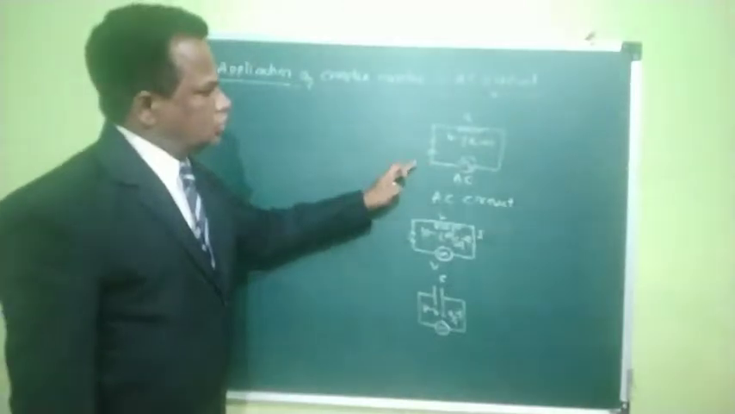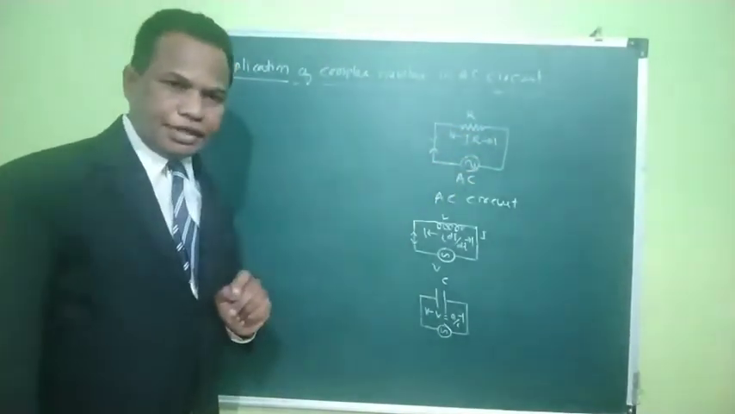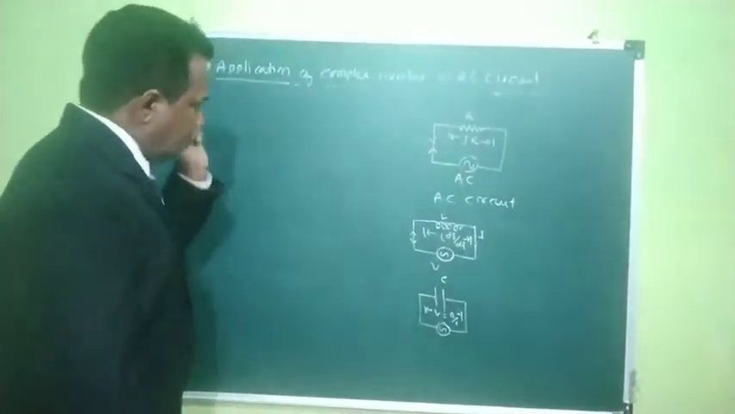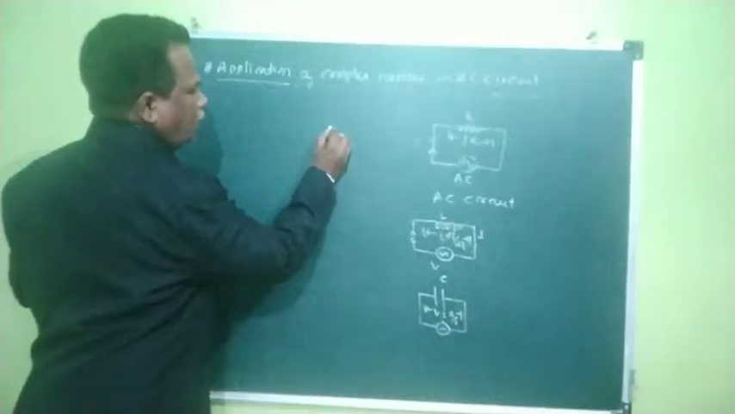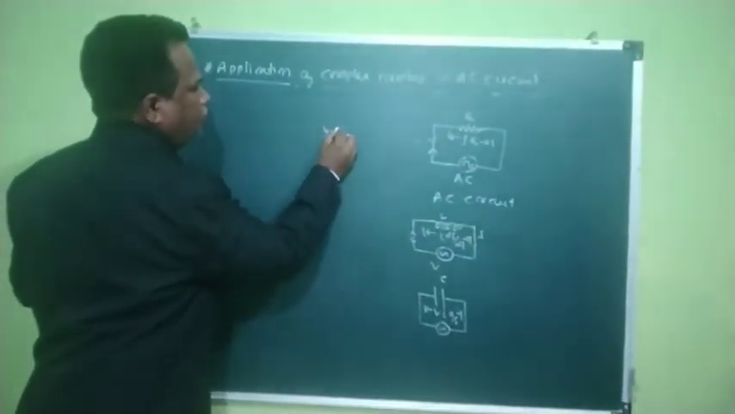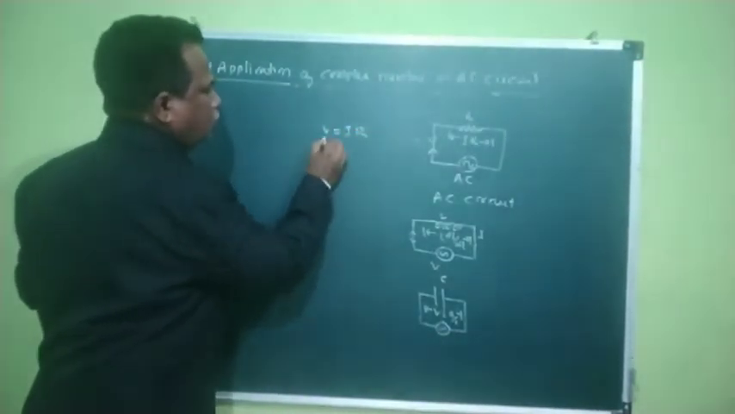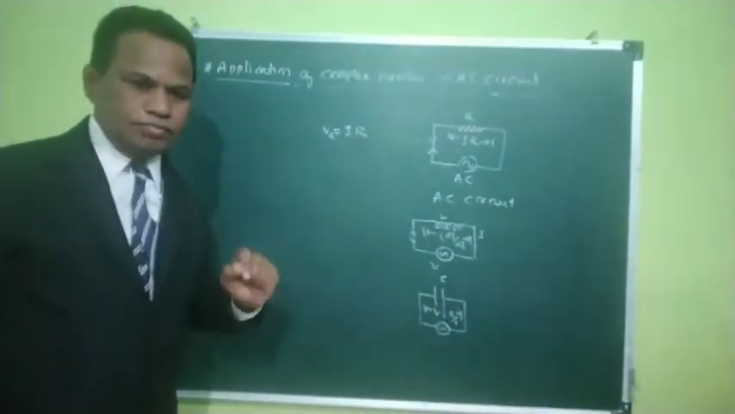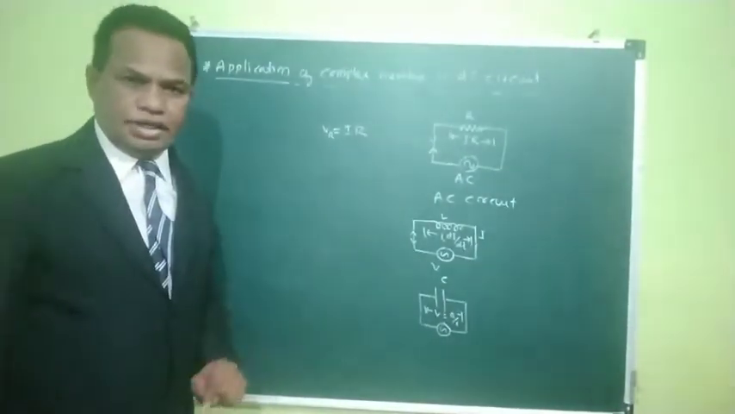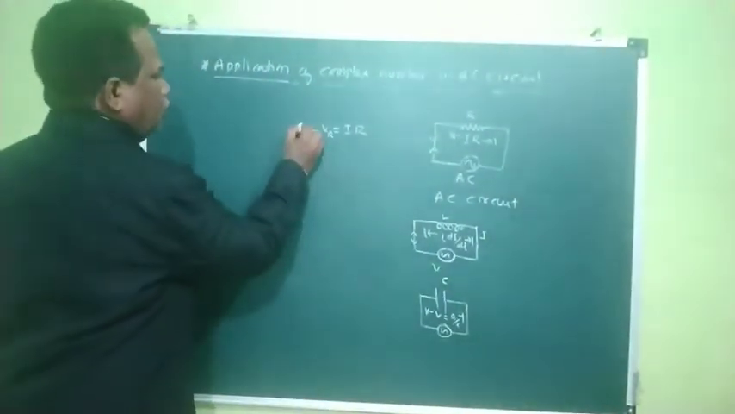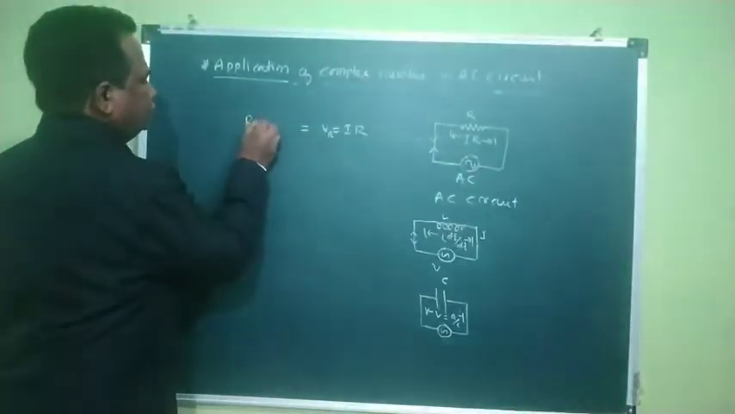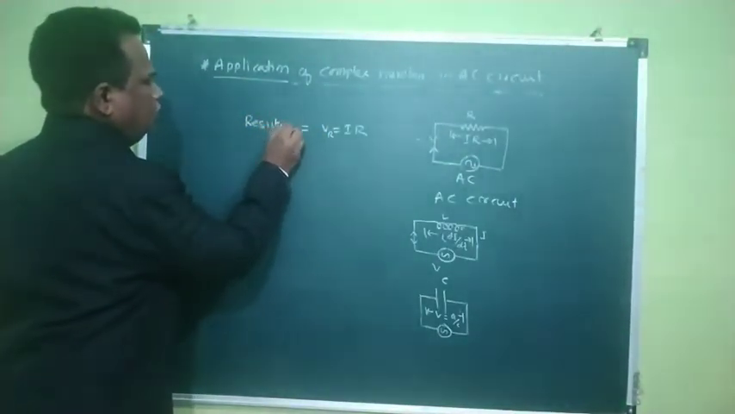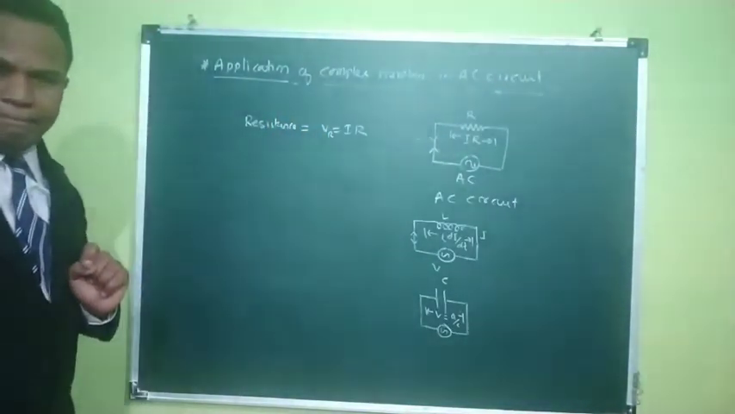See, this is a simple resistive circuit. You can write V is equal to I into R. So the voltage across the resistance, VR, is equal to I into R, where I is the current and R is the resistance. This is called the resistance of the circuit.